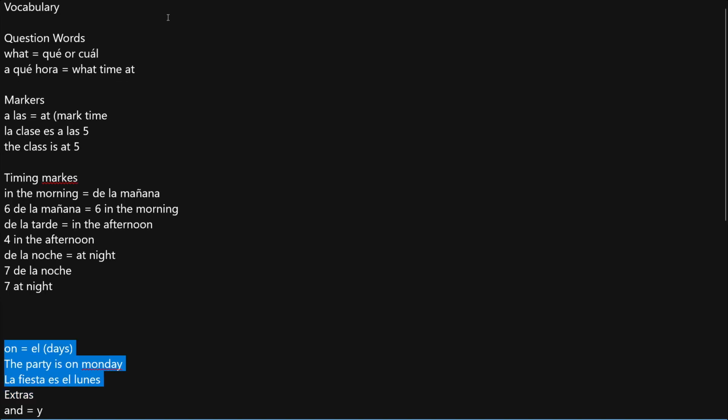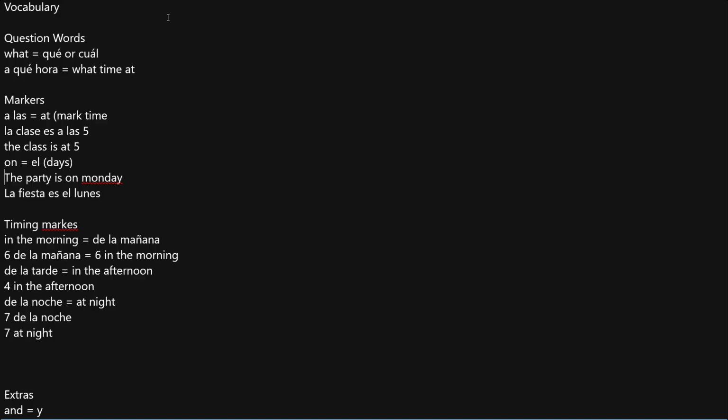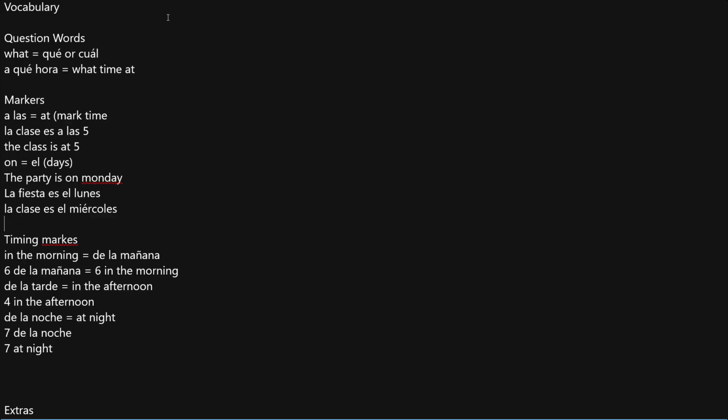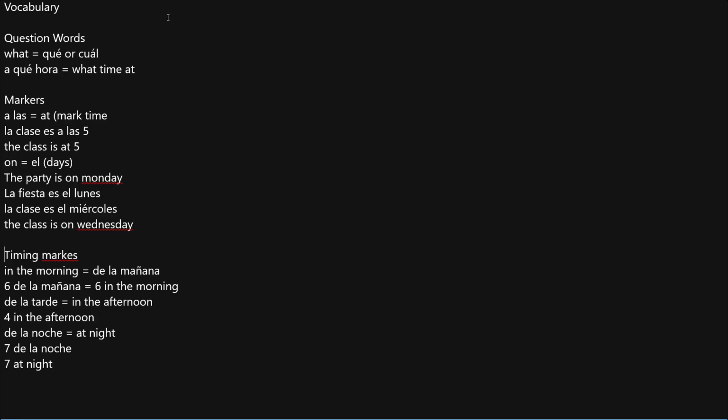And then we have our timing marks. We are missing... give me a second. This one. Sorry. Let me cut this and put it above there. On. This is about days. On. La fiesta es el lunes. Also, for example, la clase es el miércoles. The class is on Wednesday. And finally we have our timing marks: de la mañana, de la tarde, and de la noche.